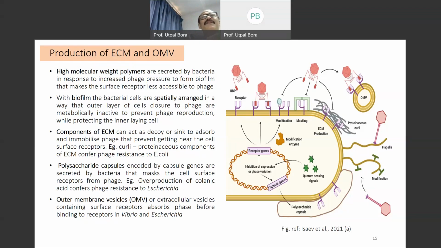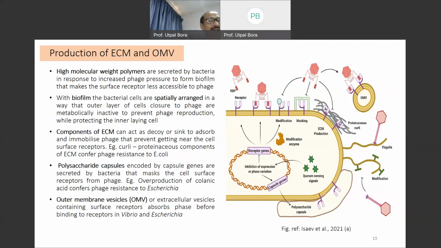So with biofilm, the bacterial cells are specially arranged in a way that outer layer of cells closer to phage are metabolically inactive to prevent phage reproduction while protecting the inner lying cells. So if you look into it, this is a kind of organization of the colony. So inside in the core, the bacterial cells will keep on dividing, but on the periphery of the sphere or on the surface, the cells which will be there, to which the phage will come and try to absorb or attack, those are metabolically inactive.